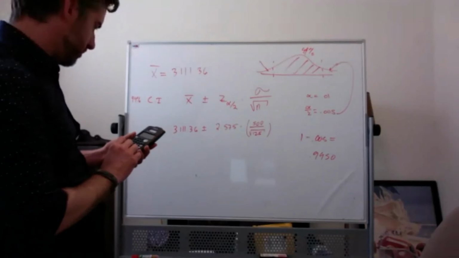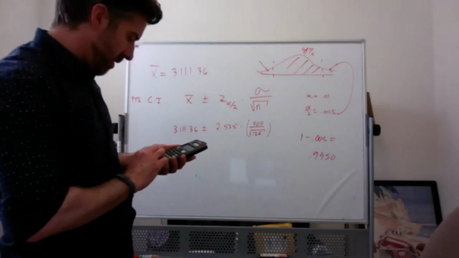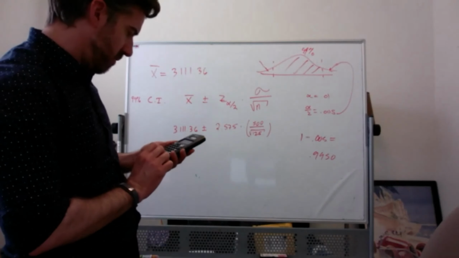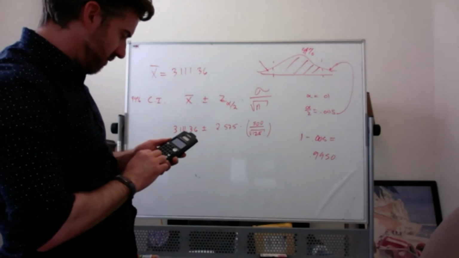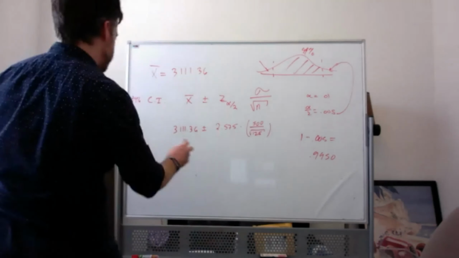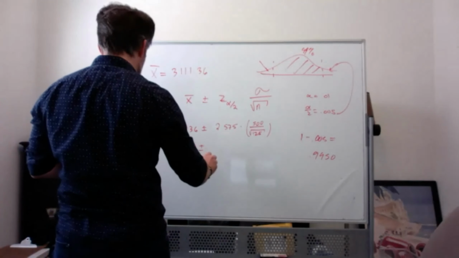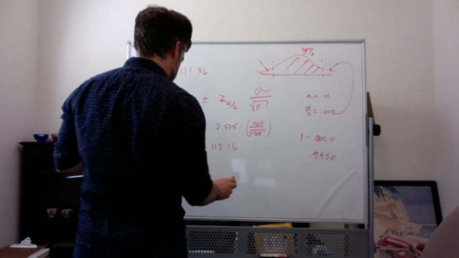So I'm calculating this, and hopefully I end up getting the same thing that they got. The way I calculate this, I usually do this part times this part first. So 500 divided by the square root of 125 is 44.7-ish, times 2.575 is 115-ish. So I'm getting 3,111.36 plus or minus 115, I'm going to round that to 115.6.